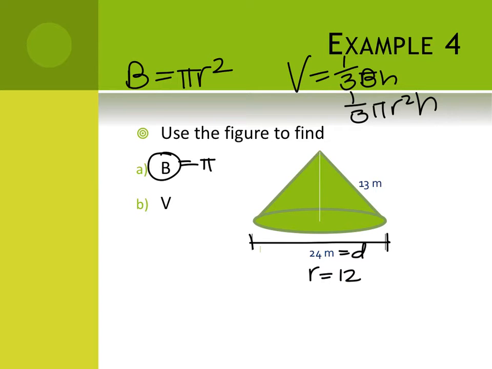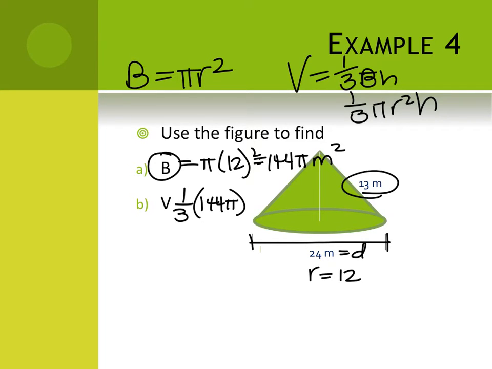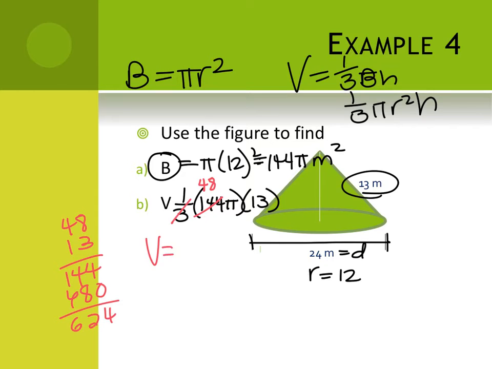So the base area would be pi times 12 squared, or 144 pi meters squared. And then the volume would be 1/3 times 144 pi times the height, which is 13. So 1/3 of 144, 3 goes into 14 four times, 48. And then I would get 48 times 13, 624, and the pi still there, meters cubed.